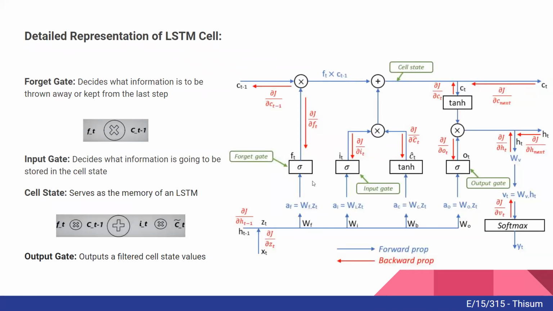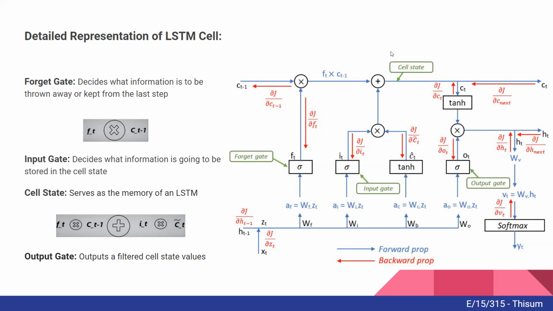The input gate. The next step is to decide what new information we are going to store in the cell state. This has two parts. First, a sigmoid layer called the input gate layer decides which values we will update. Next, a tanh layer creates a vector of candidate values that could be added to the state. In the next step, we will combine these two to create an update to the state. Then these two values combine to decide what new input is to be fed to the cell state.